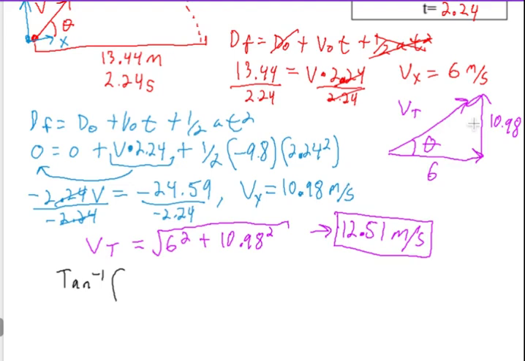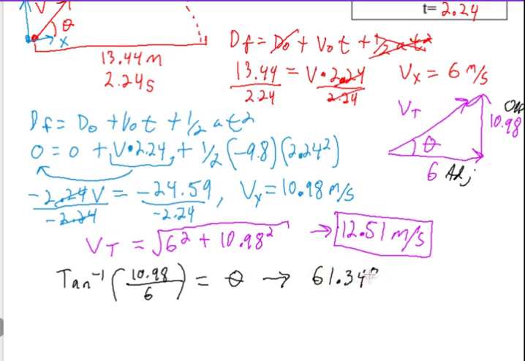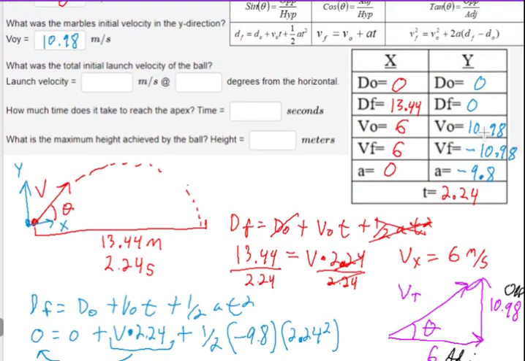So we know that inverse tangent is opposite over adjacent. In this case, it would be 10.98 divided by 6. That's going to give me the angle that I'm launching my projectile at. The angle in this case should be 61.34 degrees. So let's go ahead and fill that information out above. The launch velocity was 12.51 and the angle was 61.34.